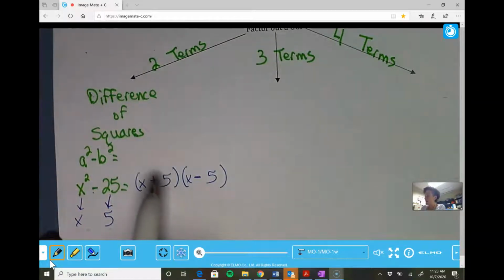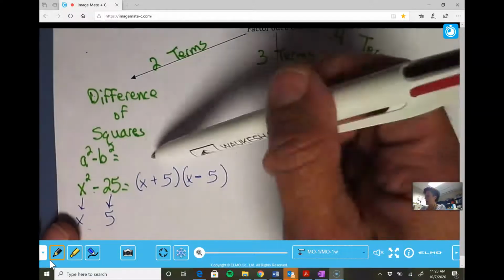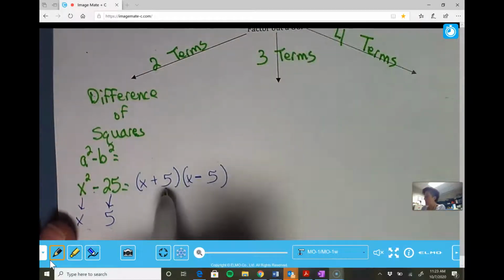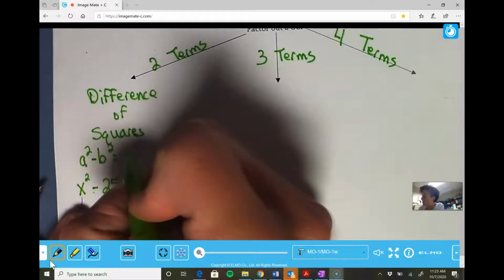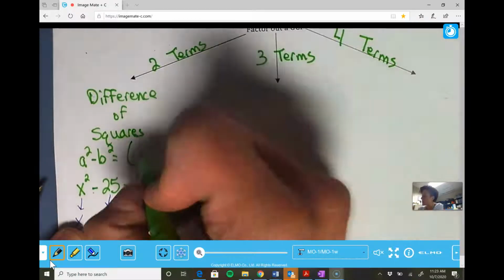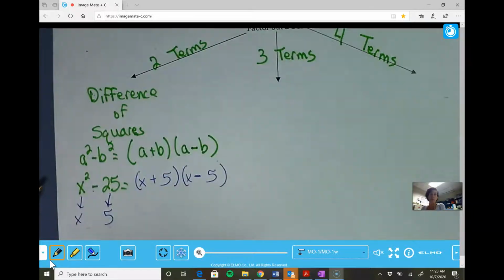So if I have this neighbor meet this neighbor, I'll get x squared, I'll get a negative 5x, and then a positive 5x, which will cancel each other out. And then when these neighbors meet, I'll get the minus 25. So we're basically just undoing the neighbors meeting the neighbors. So back to this formal definition, you would take the square root of a squared, which is a, you would take the square root of b squared, which is b, and you would do a plus b, a minus b. And it's so simple. This is like the easiest factoring you could ever do. But the simplest things do become the toughest things in the end because we think we have to do more.